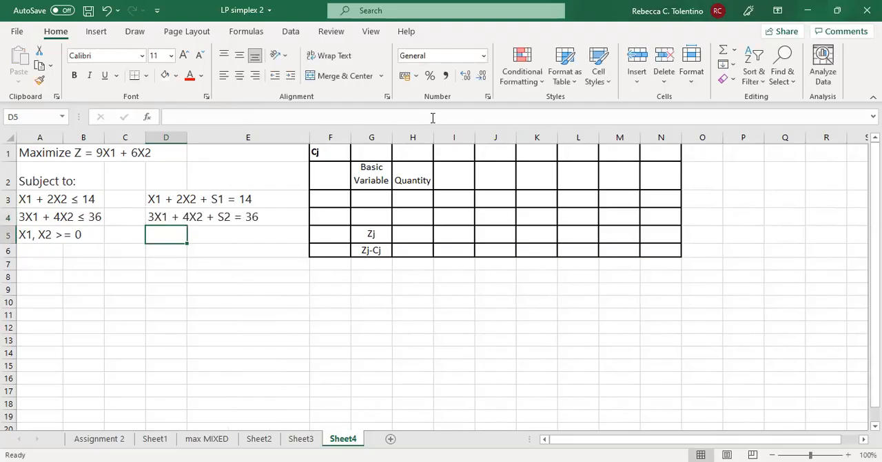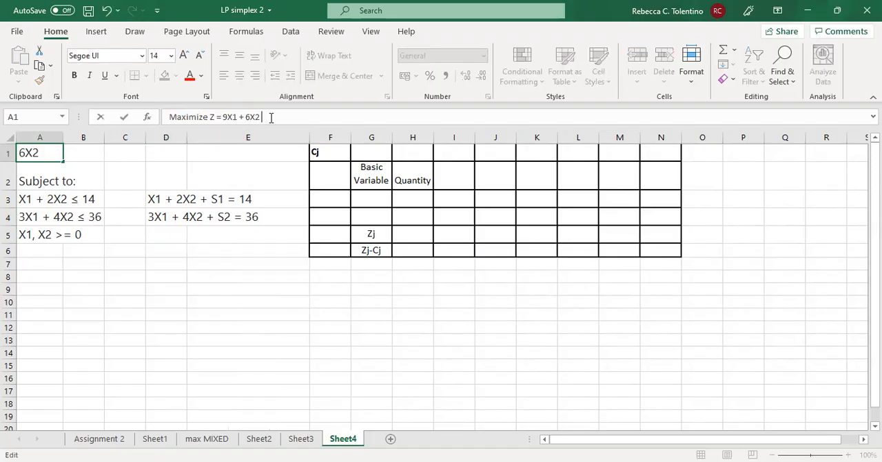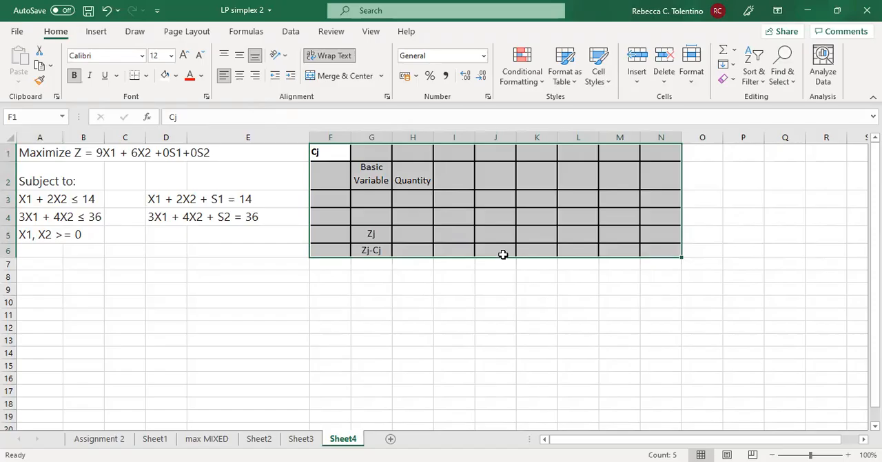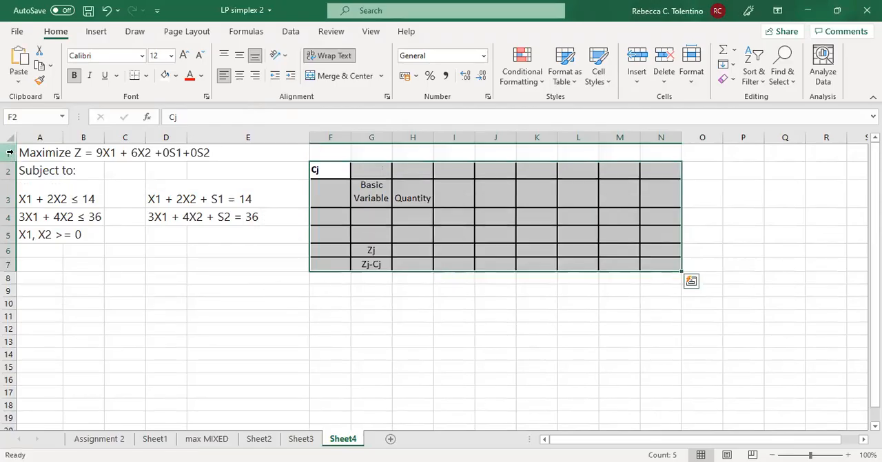So that means in the constraints, we added two slack variables. So we will also add the slack variables in the objective function. So instead of just z equals 9x1 plus 6x2, now we will have plus 0s1 plus 0s2. Yan. So this is the new LP model. Okay. So this is the structure of the simplex table. Okay. So ito siya. So what we will do is we will now enter the coefficients of the variables in this LP model into this structure of the simplex method.